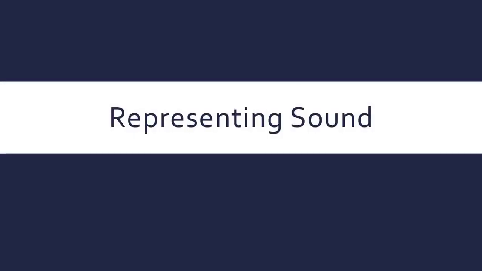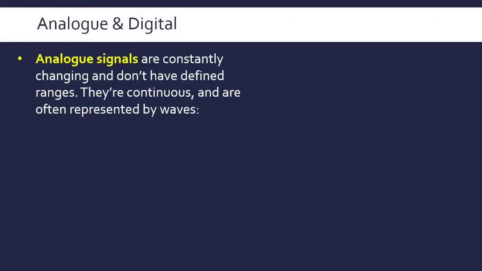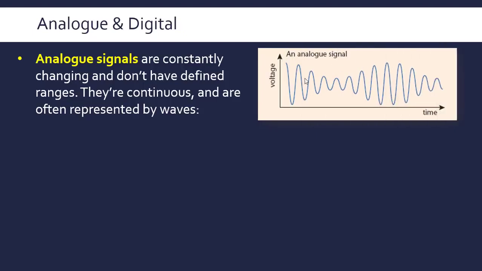Let's now look at how sound is represented in binary, and we could have done this before, but let's first talk about the difference between analog and digital data. So analog signals, waves, data, whatever, are constantly changing and we don't have defined ranges. Basically, they're naturally occurring signals like sound, light, pressure and so on. And they're often represented by waves because they're continuous.